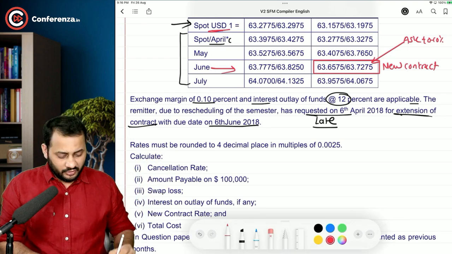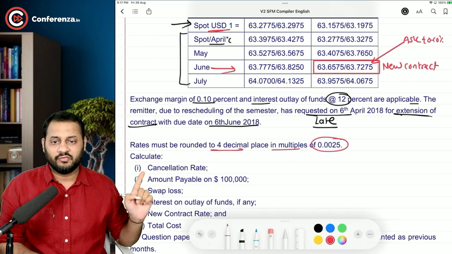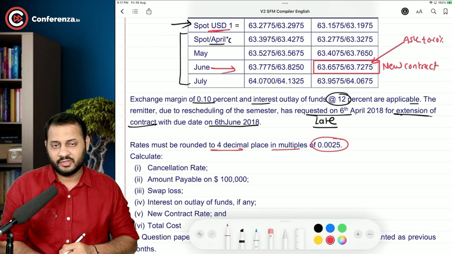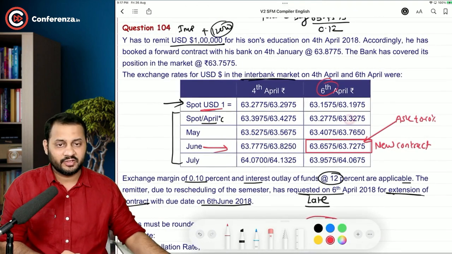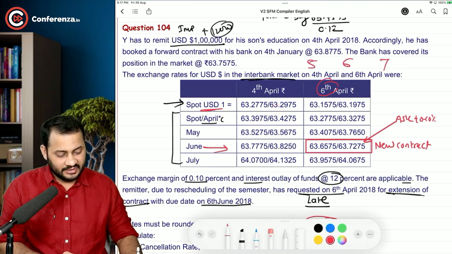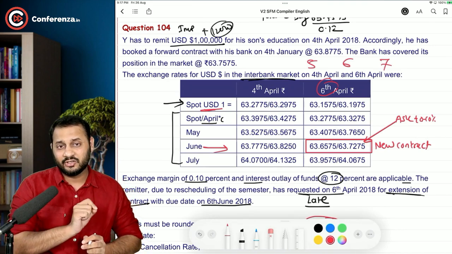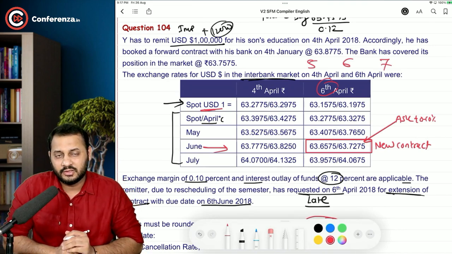Rate must be rounded off to 4 decimals in multiples of 0.0025. First of all, cancellation rate. I told you there are 3 days after the due date. So 5th, 6th and 7th. There were only 3 days, but fortunately he appeared on 6th April.